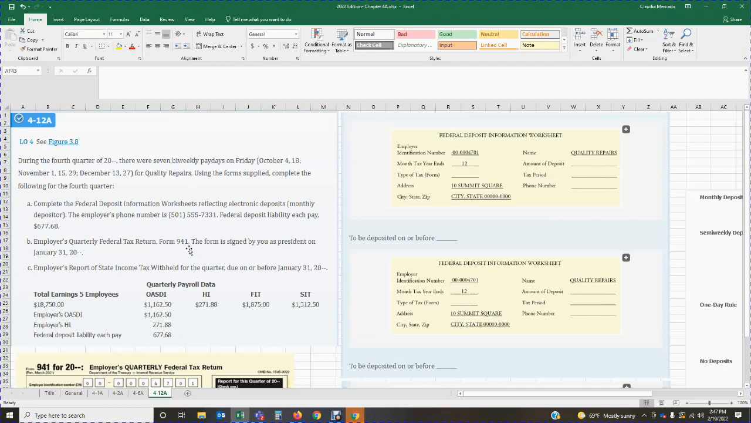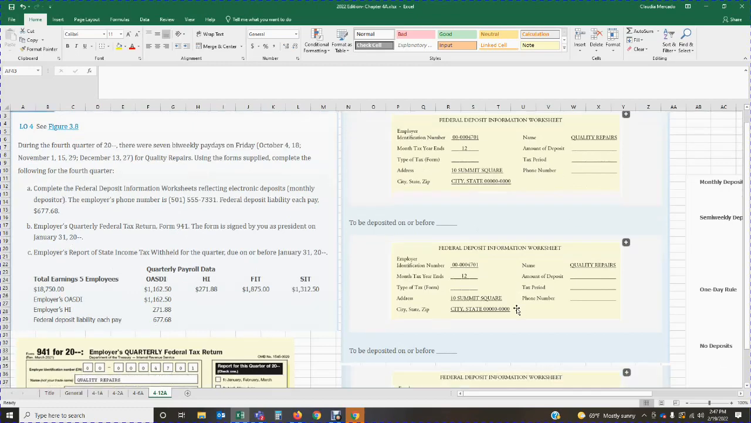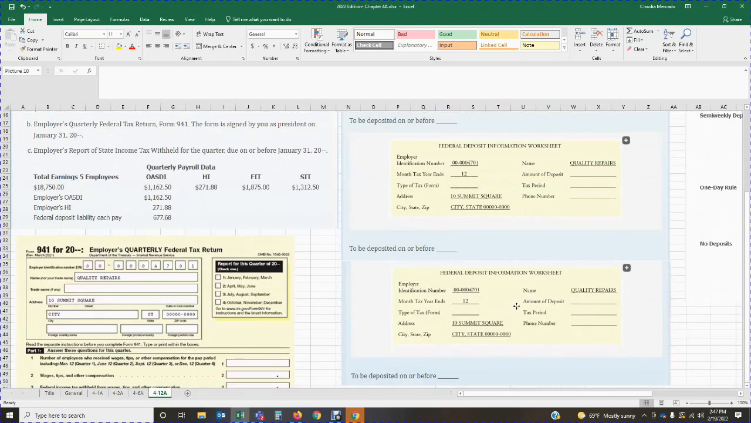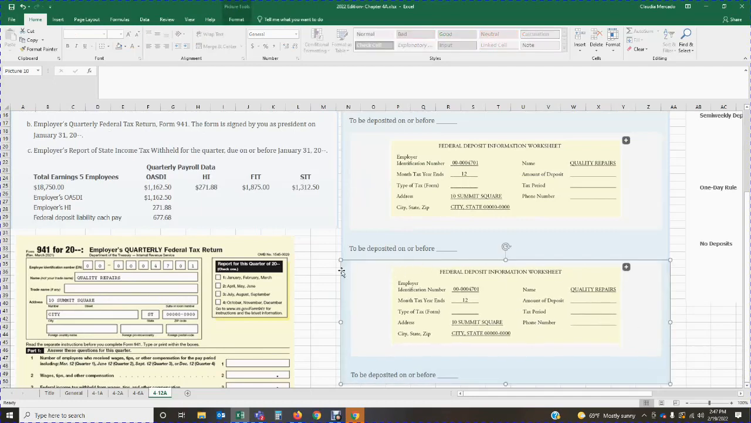Okay, so we're going to go ahead and we're going to start with the federal deposit information worksheets, which are the ones that I have here. We have 3 worksheets, 1 for each month of the quarter. Okay, and these are basically, when we submit our deposit, we have to submit this information worksheet. Basically, it's like a recap of what it is that we're submitting.